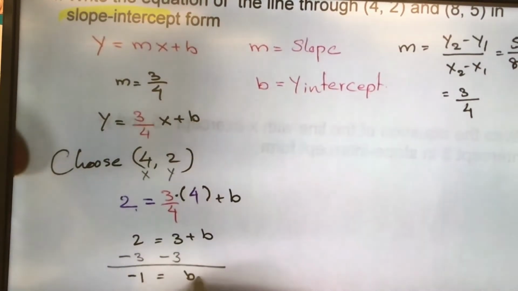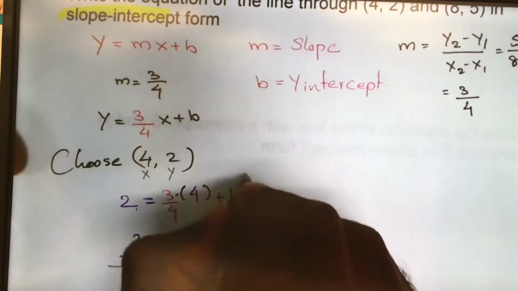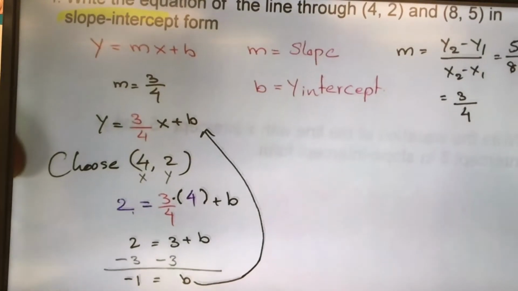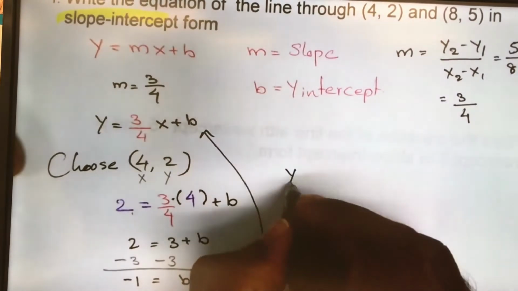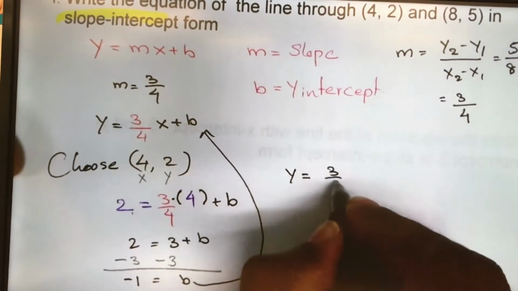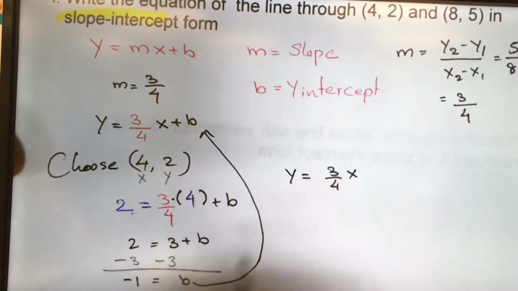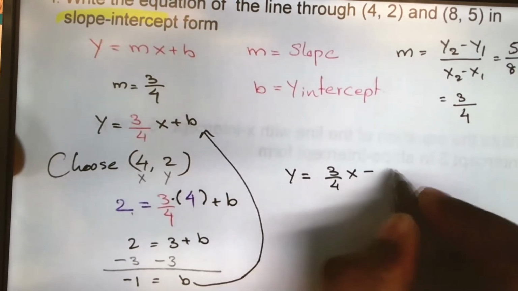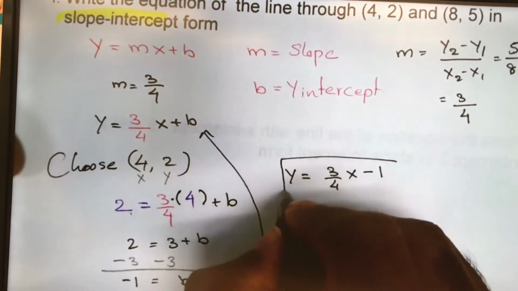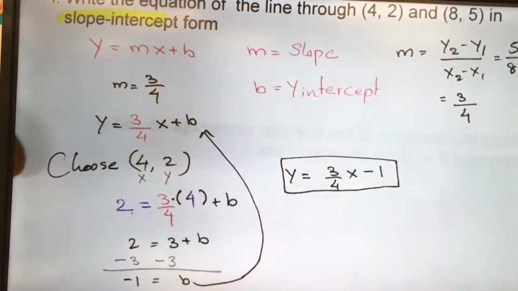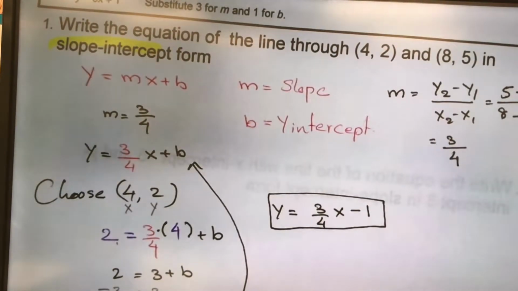So I can plug in the value of b in my formula here, my equation of the line. So I get y is equal to 3/4 of x minus 1. So that will be the answer to that question. So we have the next question.